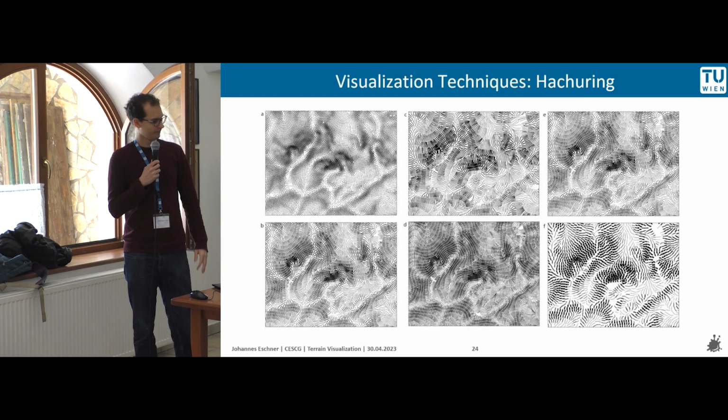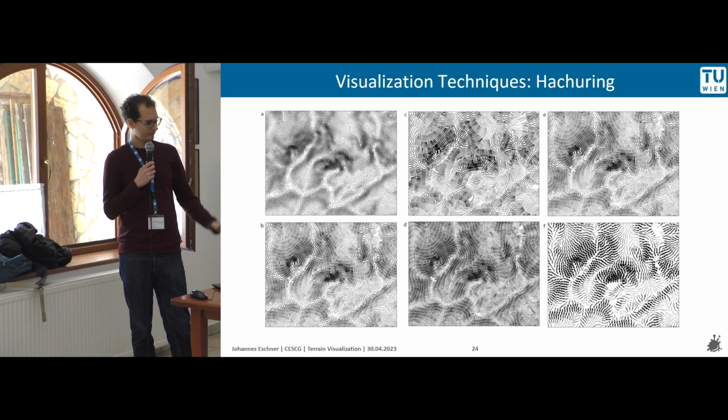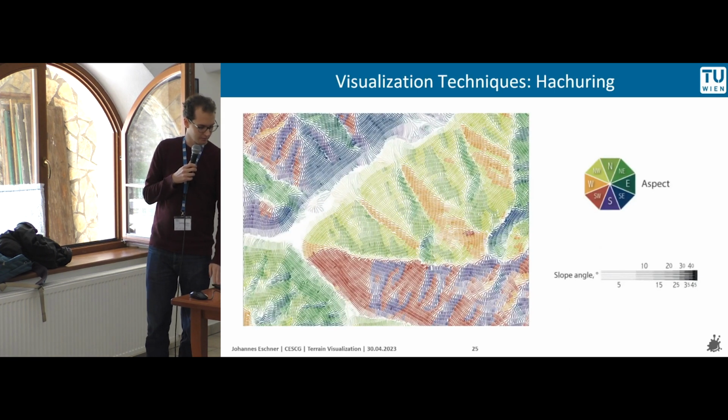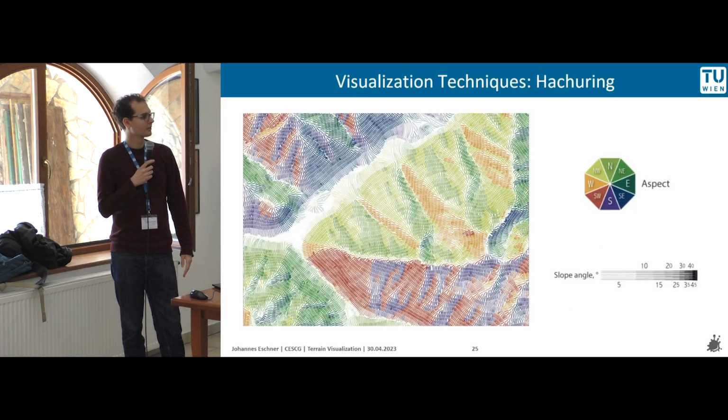So yeah, here are some more examples of how you can have the same terrain model, with the same underlying data, and use different line properties to encode different information or just to emphasize various parts of the terrain. And of course, it doesn't have to be black and white. You can also combine it with color information.